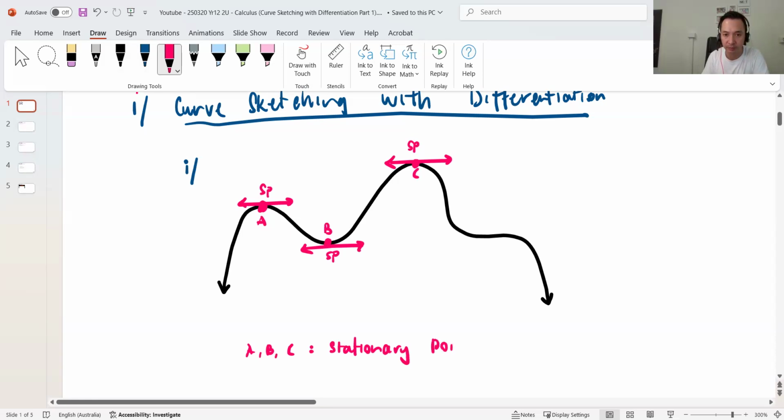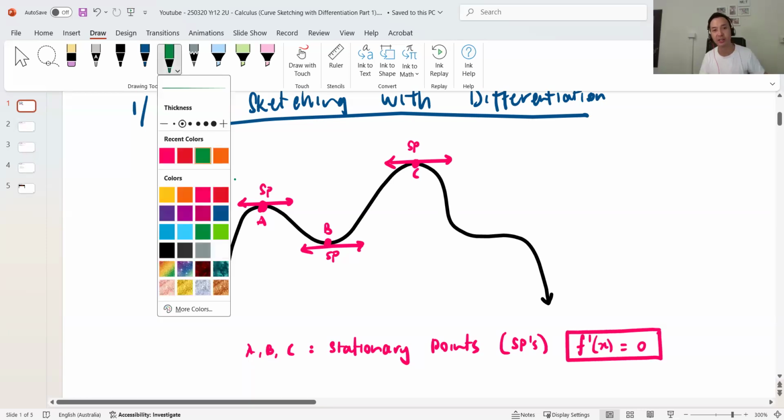Happy for you to copy these down into your notes. Stationary points. Now, when do stationary points exist? They exist when the first derivative, the gradient, is zero. So for this one, when the first derivative is zero.